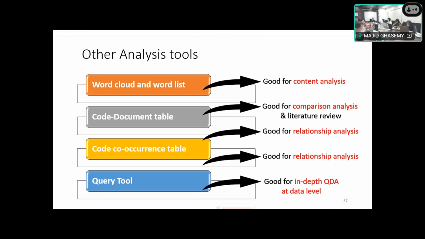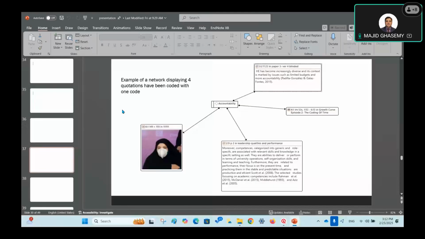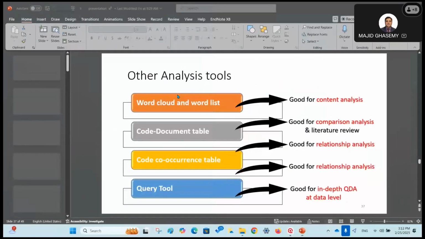But anyway, I'm just going to exit the software to demonstrate how networks can be created. Go out from here. Exit. Okay, discard. All right. Now let's open ATLAS.ti. Let's just create a new network.